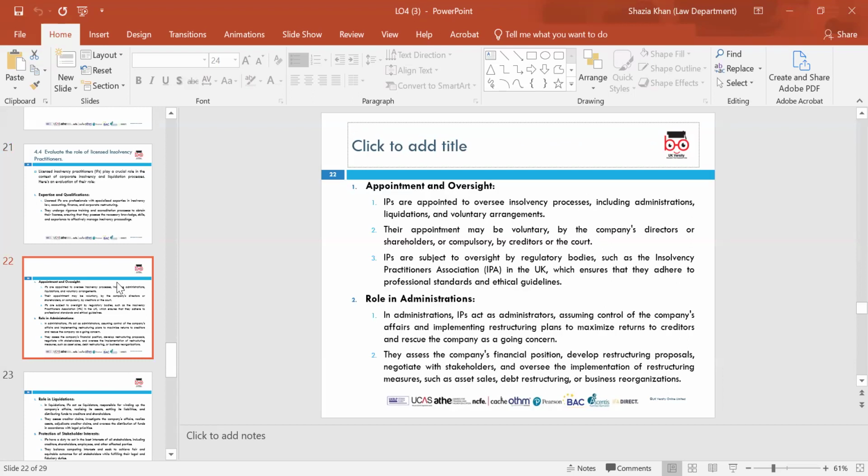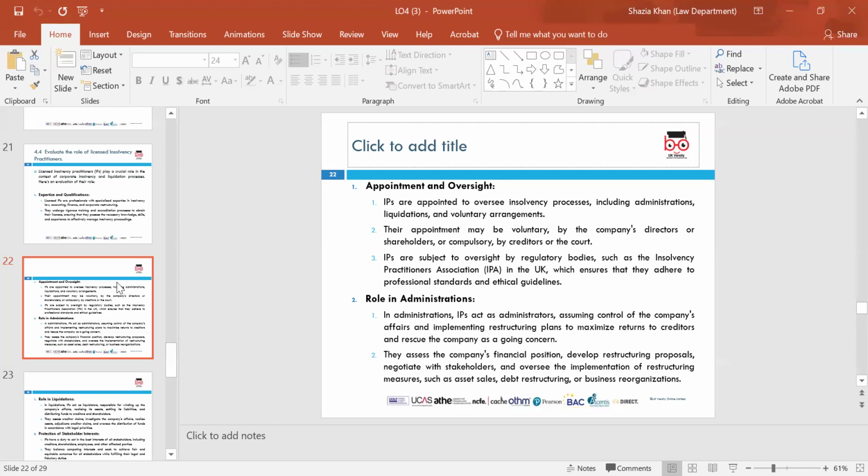The appointment and oversight. Licensed practitioners, IPs, are appointed to oversee insolvency processes, including administrations, liquidations, and voluntary arrangements. The appointment may be voluntary, by the company's directors or shareholders, or compulsory, by creditors or the court. IPs are subject to oversight by regulatory bodies such as the Insolvency Practitioners Association (IPA) in the UK, which ensures they adhere to professional standards and ethical guidelines.